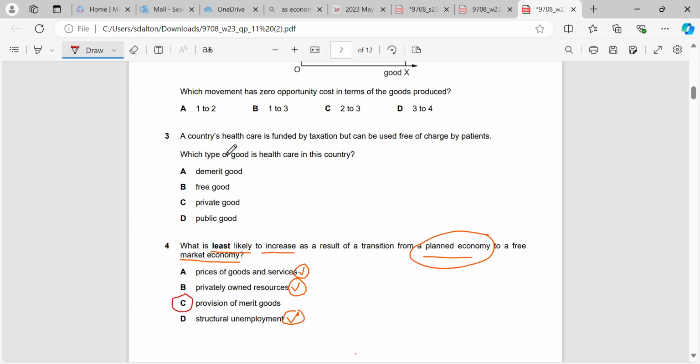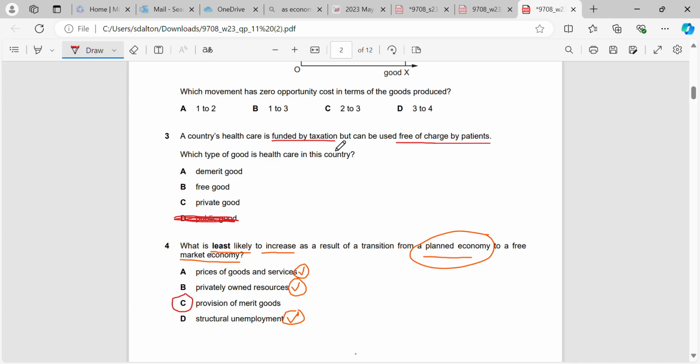A country's healthcare is funded by taxation but can be used free of charge by patients. What type of good is healthcare in this industry? Okay, so healthcare is going to be used free of charge by patients. Does that make it a public good? No. Healthcare is still going to be a private good, right? Because it's funded by taxation. Healthcare will have the characteristics of being excludable and rivalrous.